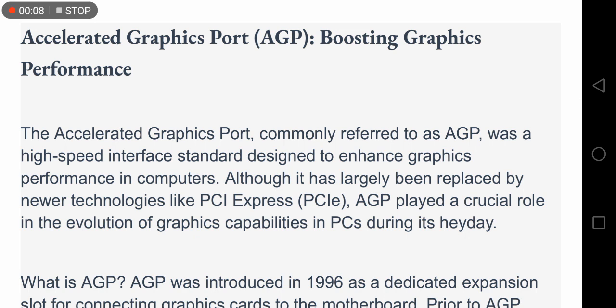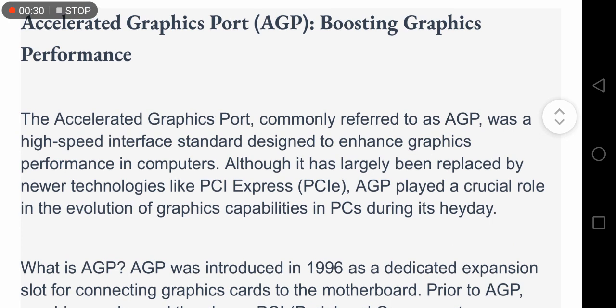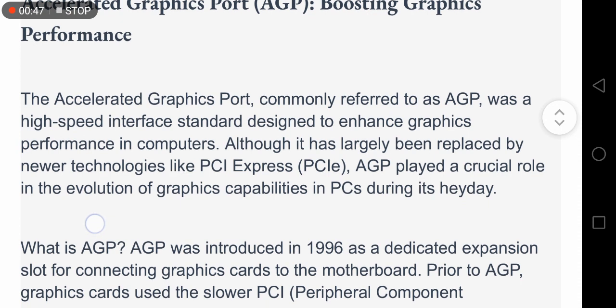Today we are going to discuss Accelerated Graphics Port, AGP, boosting graphics performance. The Accelerated Graphics Port, commonly referred to as AGP, was a high-speed interface standard designed to enhance graphics performance in computers, although it has largely been replaced by newer technology like PCI Express. AGP played a crucial role in the evolution of graphics capabilities in PCs during its heyday.